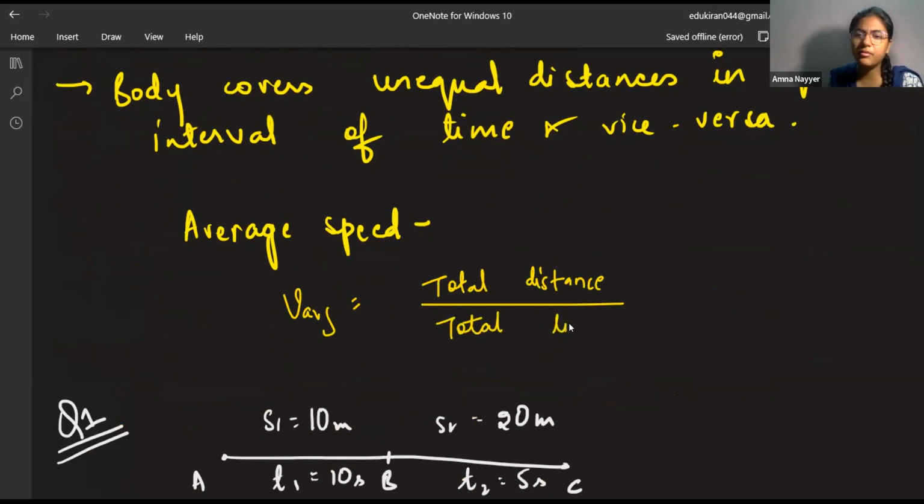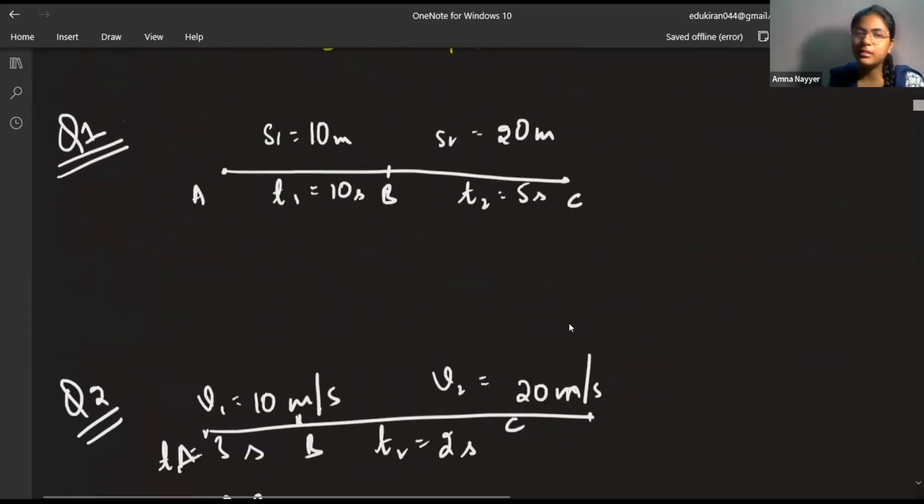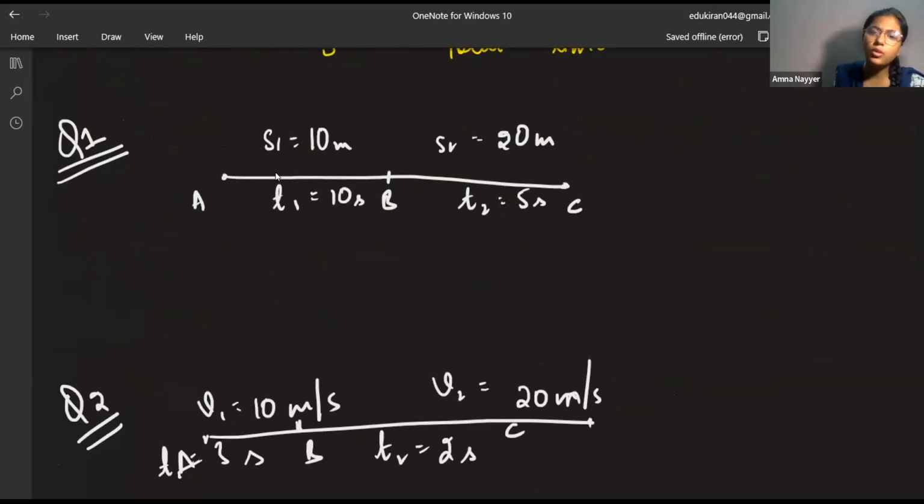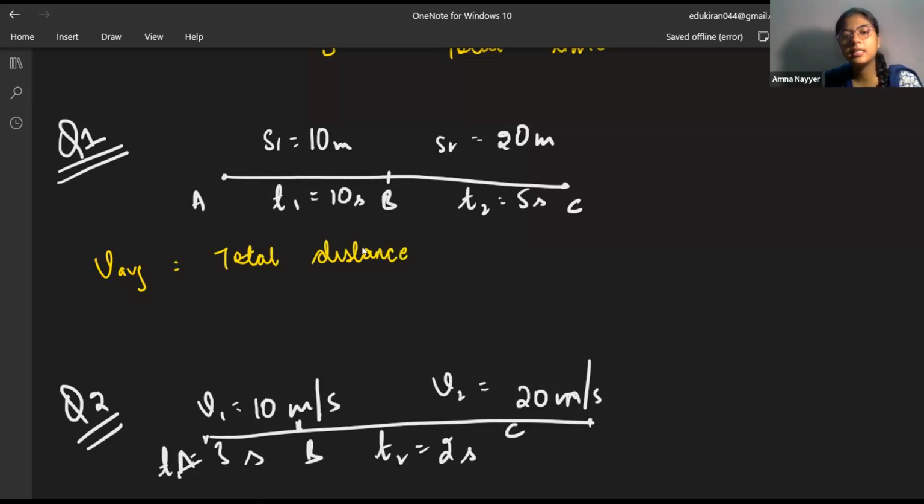For example, look here, question 1. Let me discuss question 1 with you. A to C via B. S1, this part is 10 meters, time is 10 seconds. This part is 20 meters, time is 5 seconds. What was the formula which I have just discussed for average speed? Total distance divided by total time. Good, Abdullah. Total distance divided by total time.